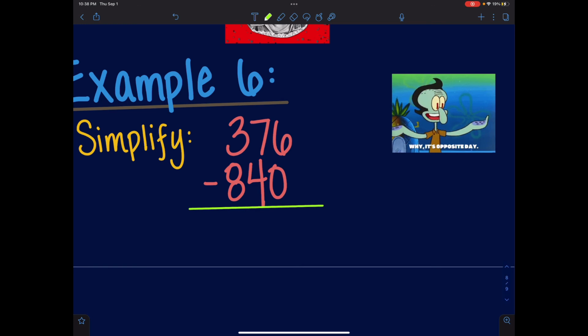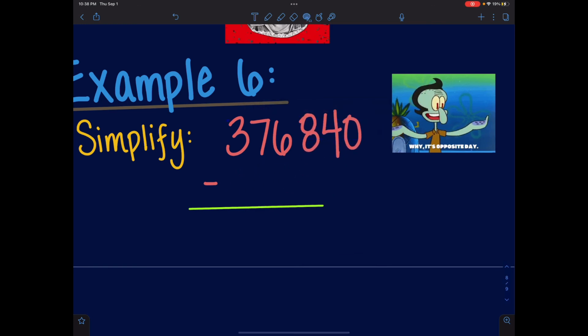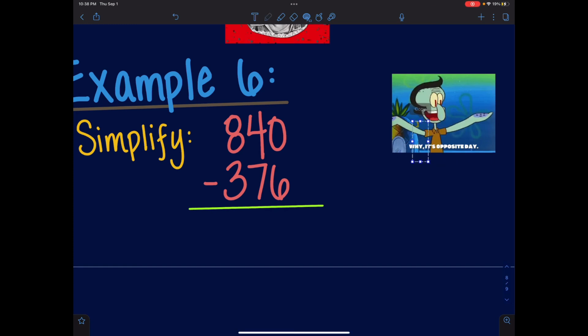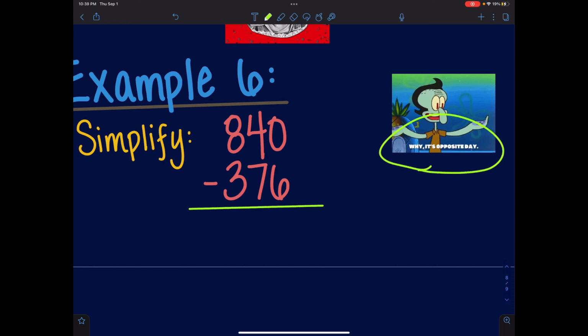It's going to be easy peasy because what we're going to do is switch the order. If we switch the order and then do the subtraction, the answer you get is going to be the opposite, just like Squidward is pointing out. It's going to be the opposite of the actual answer. So let's switch them and see what we get.